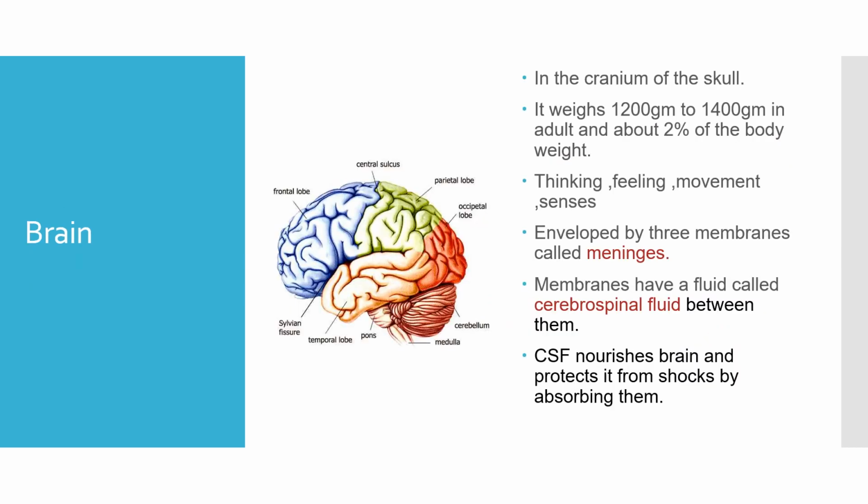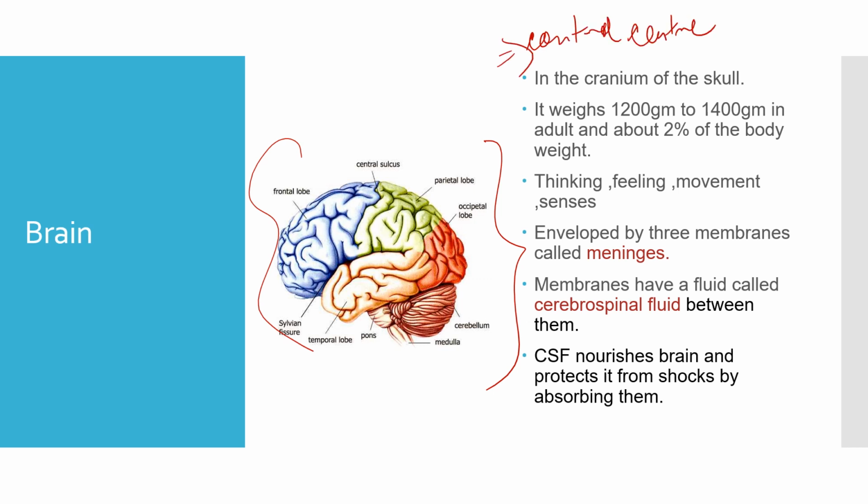Now the first part of the central nervous system is the brain. This is the structure of the brain in detail. Each and every part we will be discussing later in this episode. First let us know what the brain is. The brain is the main control center of the nervous system, so it controls all the functions.